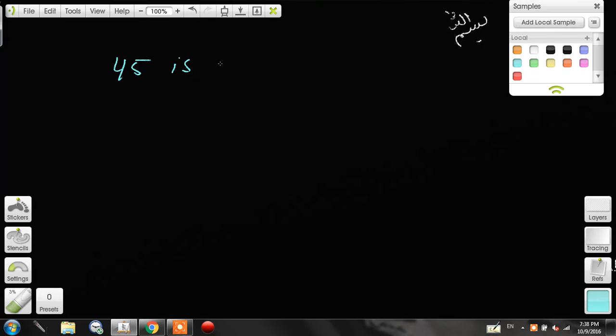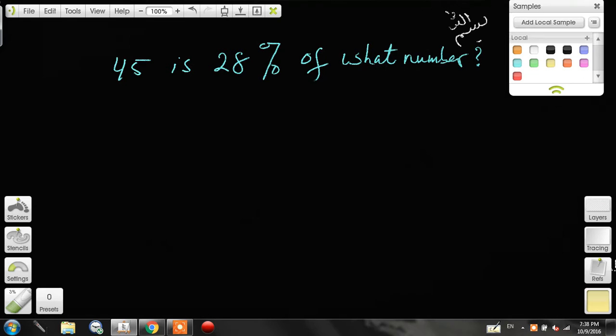45 is 28% of what number? You see, in each of these, we're solving for something different. In one, we were solving for the percent. Now we're going to solve for this. But no biggie, we can do this. Watch this. Translate this into an equation.